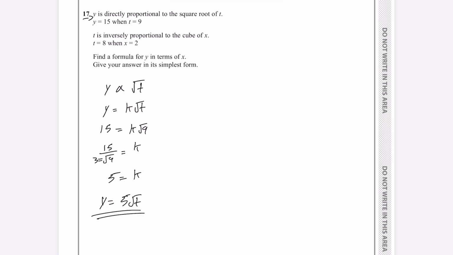Then we have t is inversely proportional to the cube of x, so we can write that as t is equal to k over x cubed. We are told when x is 2, t is 8. So 8 is equal to k over 2 cubed, which is 2 times 2, which is 4, and then 4 times 2, which is 8. That means k is equal to 64, and we can sub that in. So t is equal to 64 over x cubed.